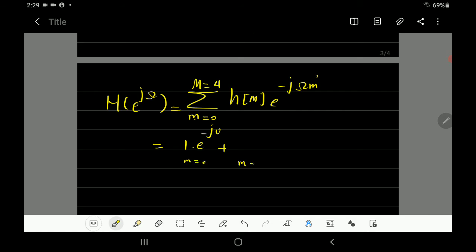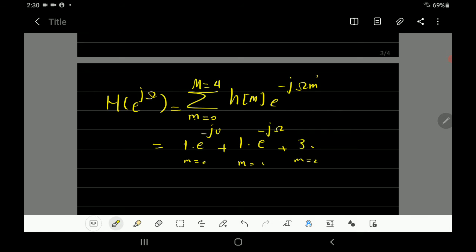When m equal to 1, you'll have h of 1, and h of 1 is equal to 1 in the example. So 1 times e to the power of minus j, but m equal to 1 in this equation, so it's minus omega. All right. Then you go for m equal 2. When m equal 2, h was equal 3.